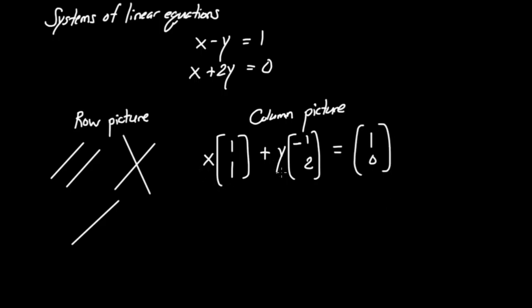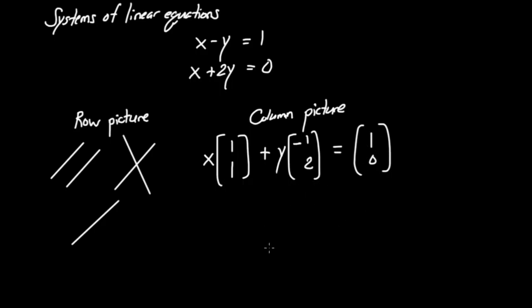Now this x, y pair in the column picture has a slightly different interpretation than the row picture. What this is saying is that the x, y pair is the linear combination of the first vector, 1, 1, and the second vector, minus 1, 2, that gives me 1, 0. So the x, y pair is asking what linear combination of the first column and of the second column gives me the solution column, 1, 0.